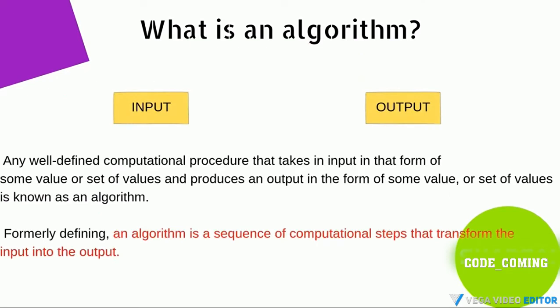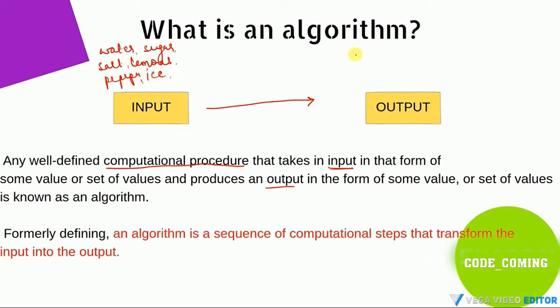So moving on to the definition of an algorithm, any well-defined computational procedure that takes an input in the form of some value or set of values and produces an output in the form of some value or a set of values is known as an algorithm. So the input in our previous example was water, sugar, salt, lemon, pepper powder, ice, right? And what we made as the output was a lemonade.